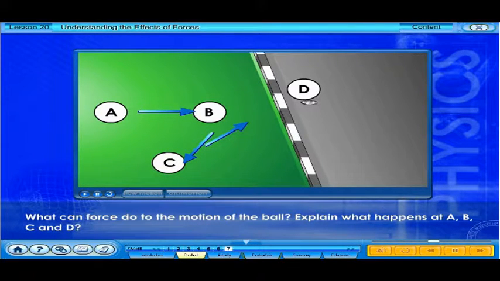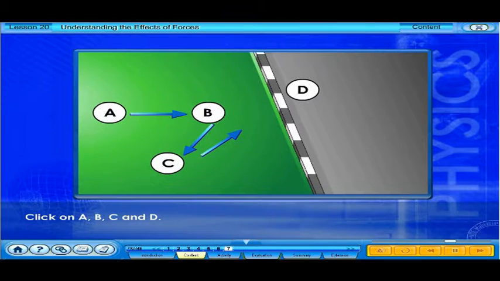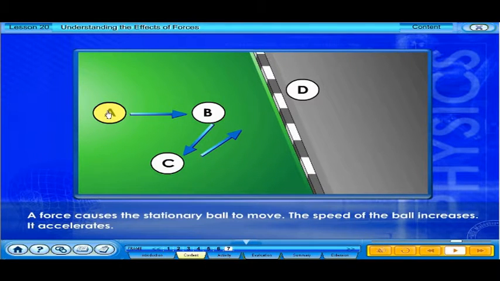What can force do to the motion of the ball? Explain what happens at A, B, C and D. A force causes the stationary ball to move. The speed of the ball increases. It accelerates.